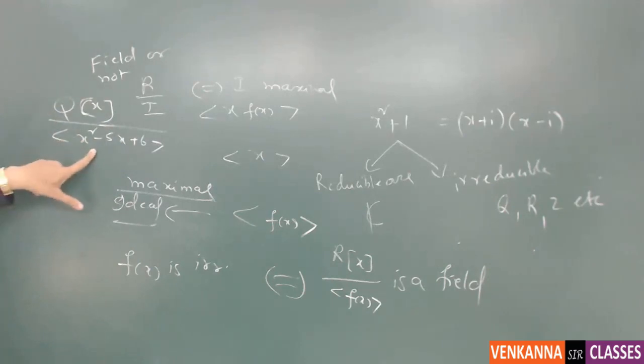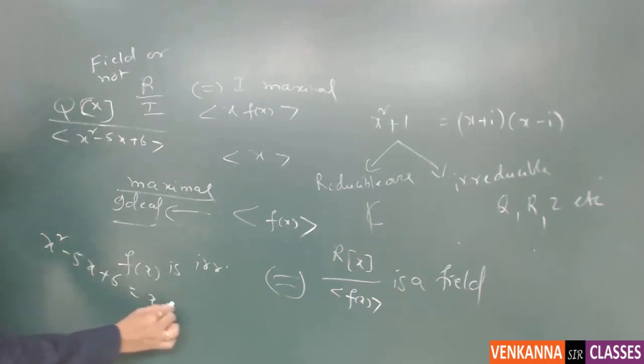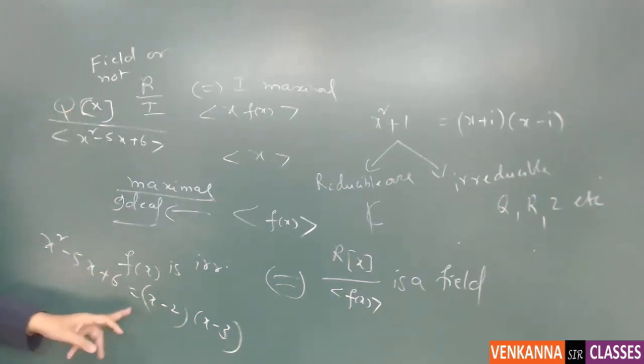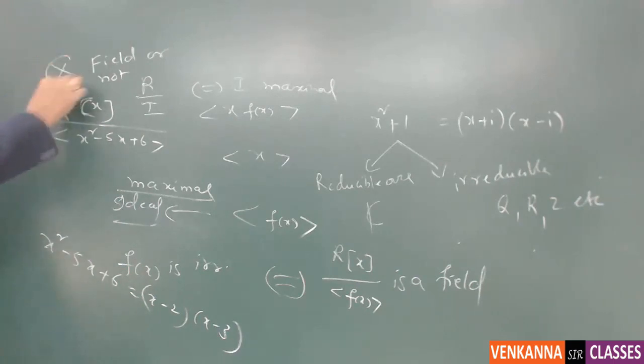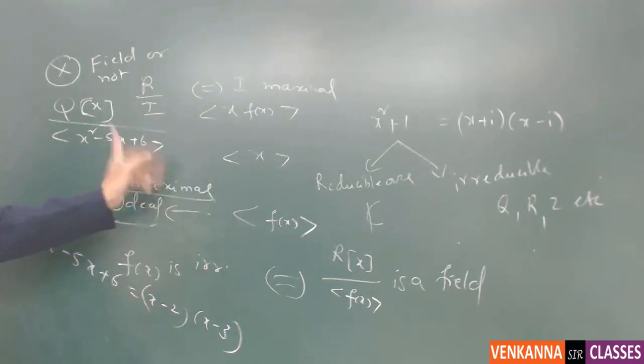So, is this polynomial x square minus 5x plus 6 irreducible or not? It is not irreducible because we can write it as factors, and these factors belong to Q of x also. So it is a reducible polynomial. Hence, this is not a field because the polynomial has become reducible. So it is just a quotient ring, but it is not a field because the denominator generates a non-maximal ideal. Okay?